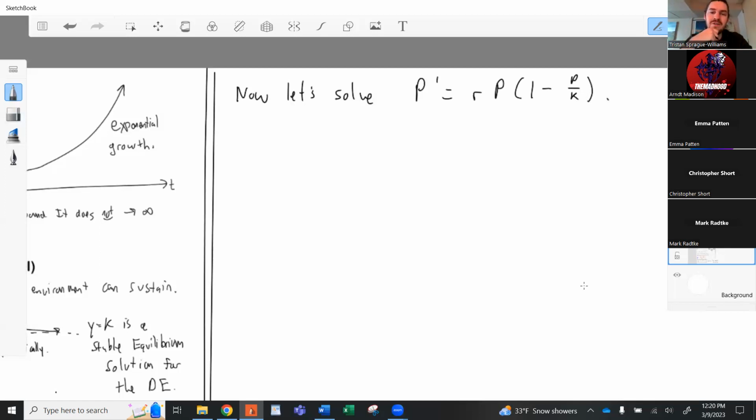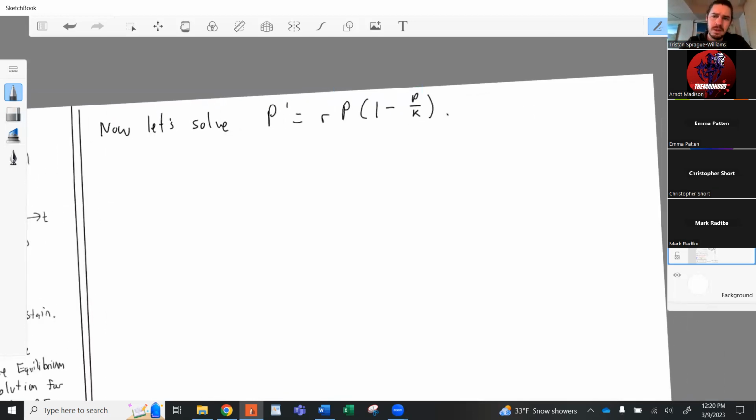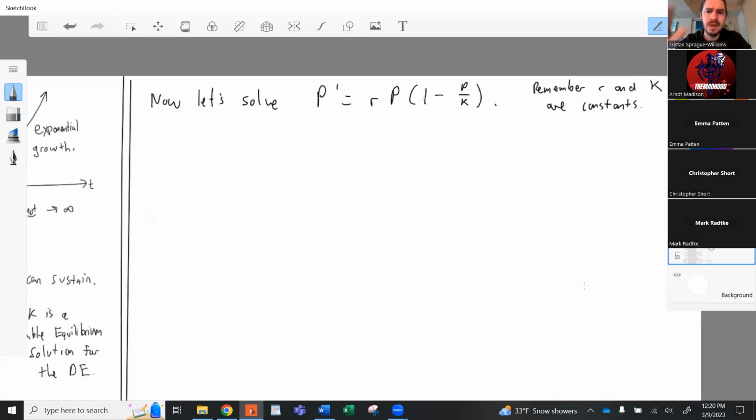Okay, so now let's solve this. P prime is r times p times 1 minus p over k. We're just going to go ahead and keep the r and the k arbitrary. We're not going to specify what they are right now. We're going to treat them as constants while we're working. R and k are constants. So when we're done, we'll have an answer in which we can change the value of those parameters to be whatever we want them to be.